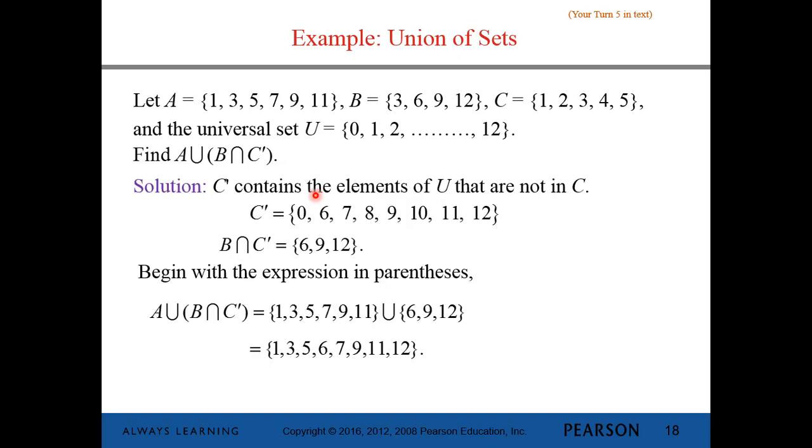Okay, and so here's the solution. Make sure you walk through this. Here's the complement of C. Here's the intersection of the complement of C and B. So here's B, and here's C. And of course, the numbers that are in common are 6, 9, and 12. Then we get the union of this set and 6, 9, and 12. Well, we put them all together, and we get rid of the duplicate 9. And we end up with the same answer that I said.